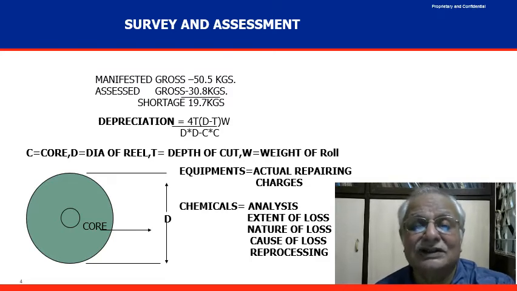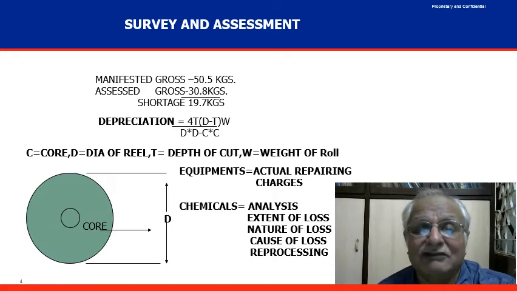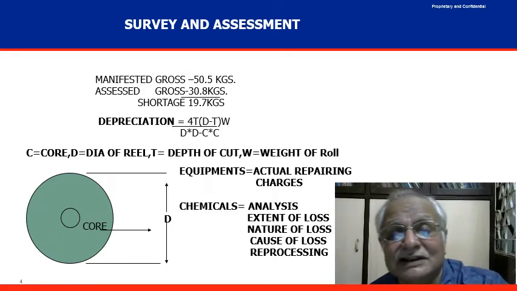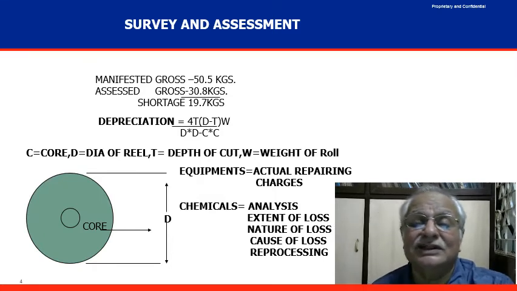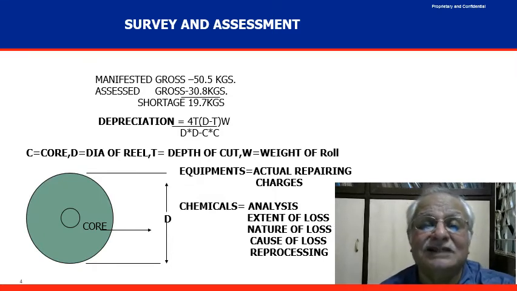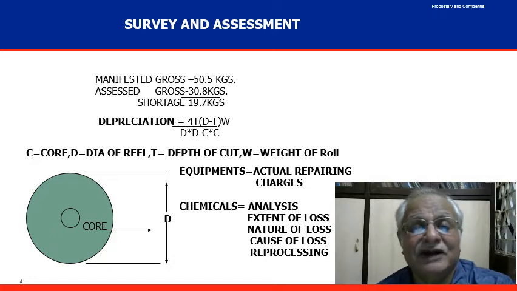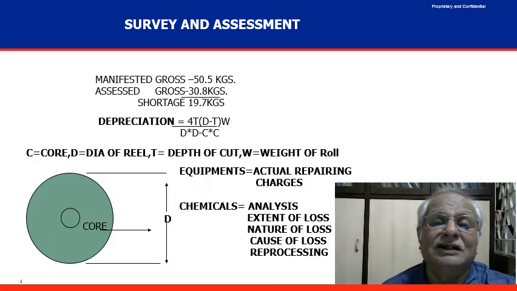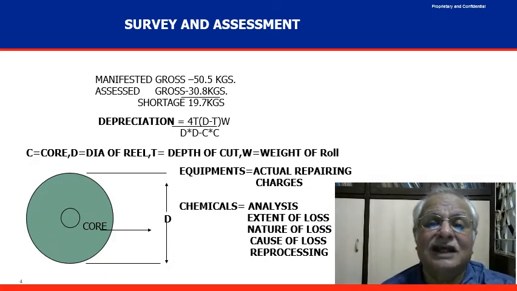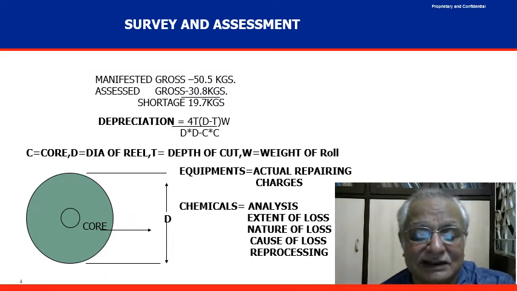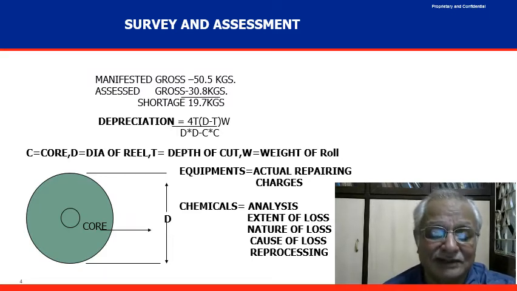Here I have not shown the depth of cut, T. But if the depth of cut is 1 inch, 2 inch, if you strip out that 1 inch of paper on the circumference, then the loss is to the extent of the paper which is stripped out. Now this can be found out from the mathematical formula given in the Marine Surveyor's Handbook, which is a Lloyd's publication. The formula is very simple.